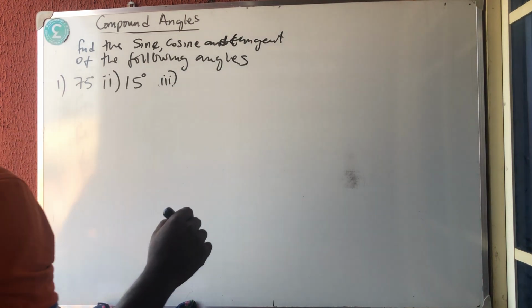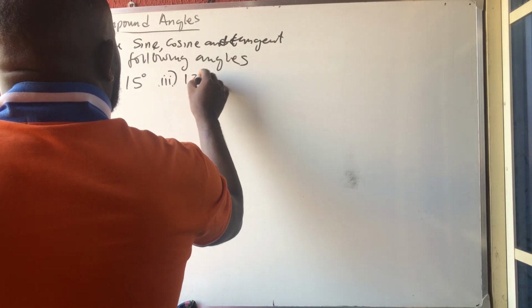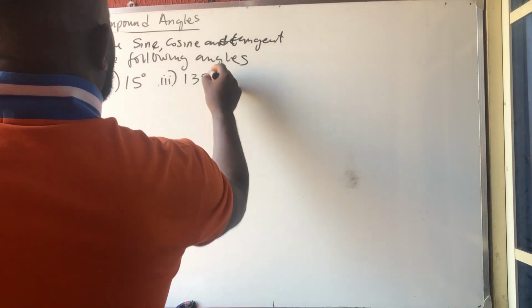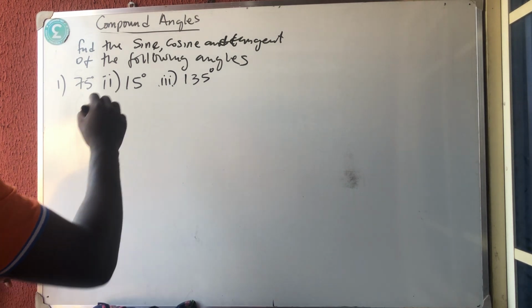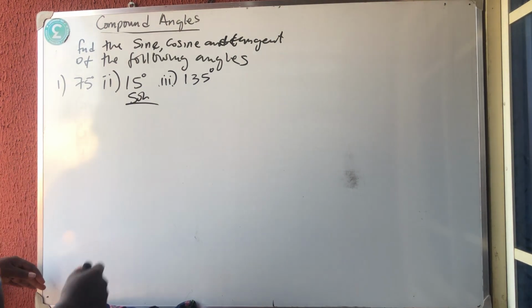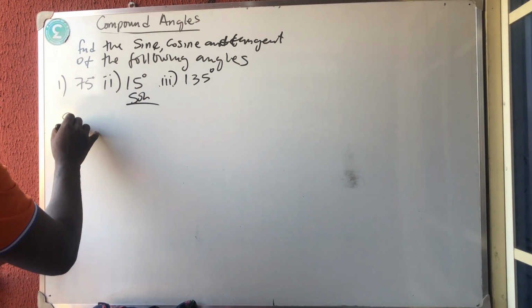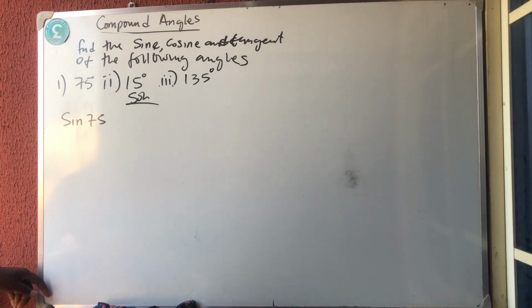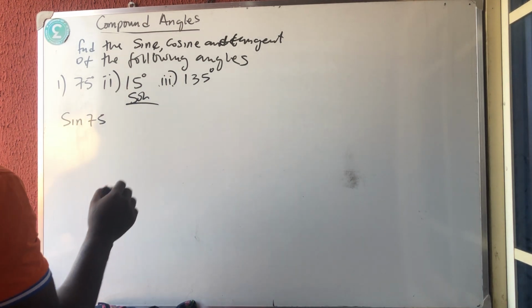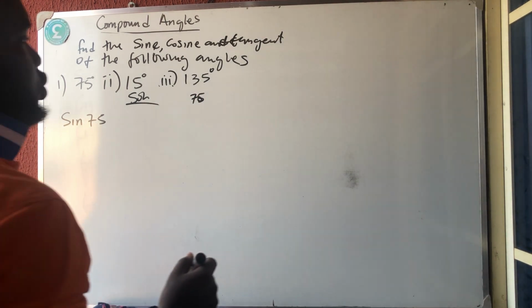135 degrees. So let us find this. It's very simple. The solution is without using a calculator. They say we should find the sine. So sine 75. Now 75 is not a special angle, but you can think of two special angles you can combine.